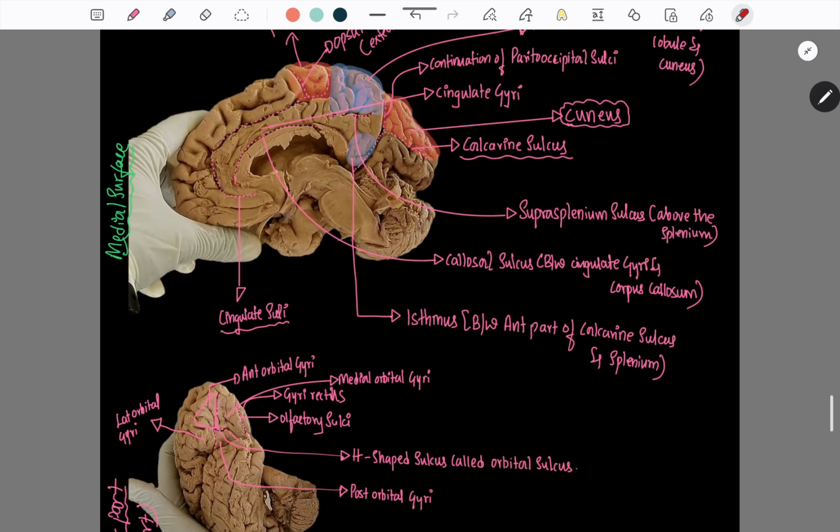Okay, now this is the splenium of the corpus callosum, and this is the calcarine sulcus, anterior part, and this is the splenium. Between these there is a part called the isthmus, between the anterior part of the calcarine sulcus and the splenium.